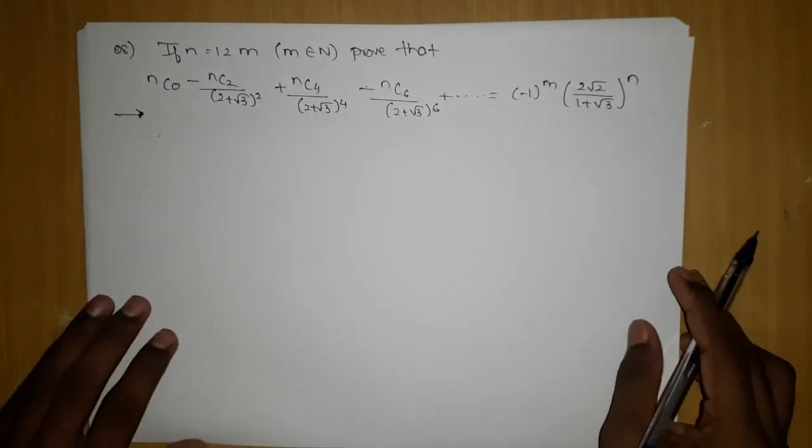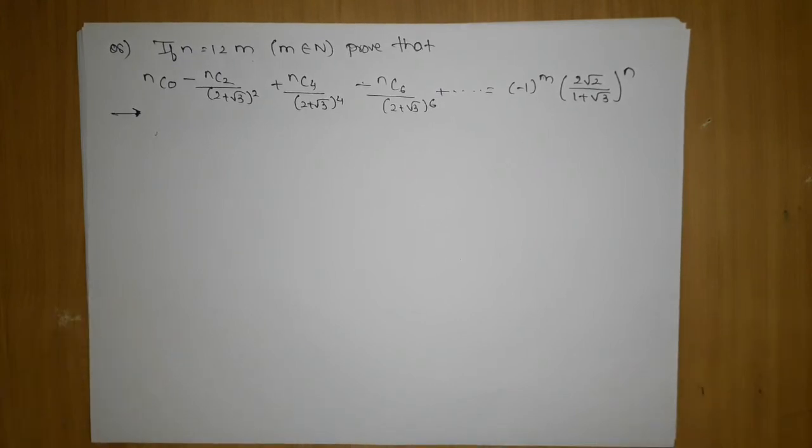The next question is this: if n equals 12m, where m belongs to natural numbers, prove that (nC0 minus nC2 the whole upon (2 plus under root 3) the whole square plus nC4 the whole upon (2 plus under root 3) the whole power 4 minus nC6 the whole upon (2 plus under root 3) power 6 and so on) is equal to (minus 1) power m times 2 under root 2 the whole upon (1 plus root 3) power n.